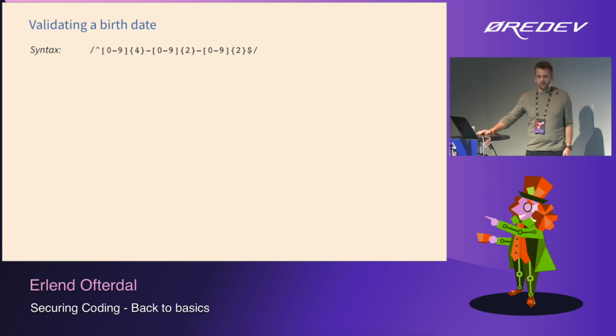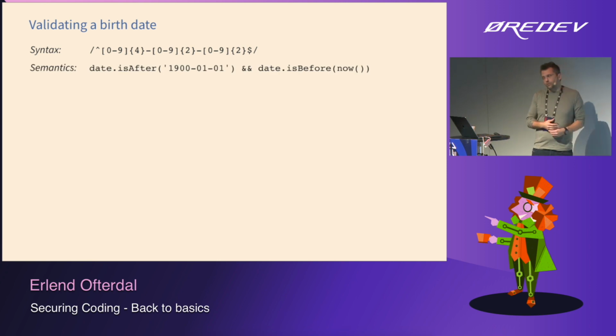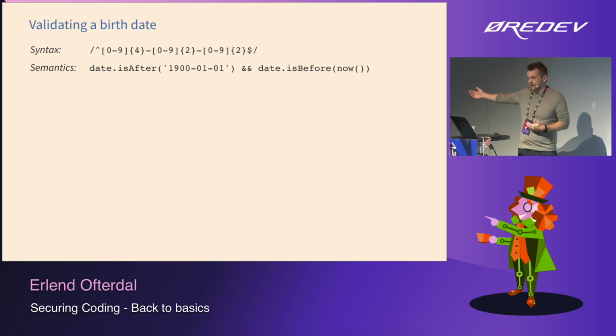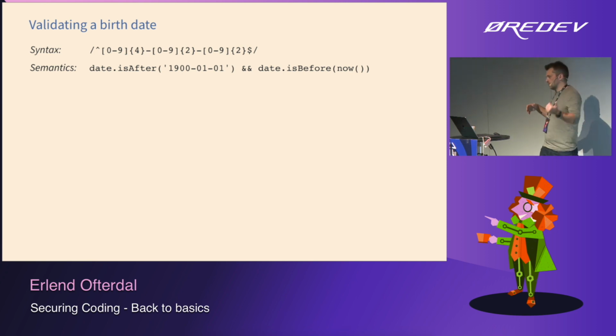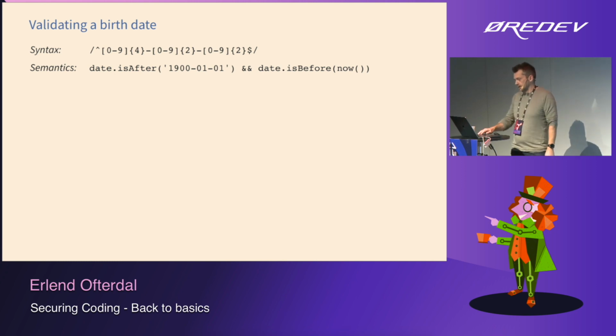But the syntax is probably correct. But then we can apply the semantics. So we're saying, well, someone can't be born in the future, at least not in this system, and maybe we're not going to care about people that were born 200 years ago, because they could never be a user of this system.